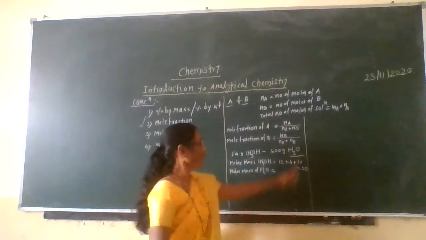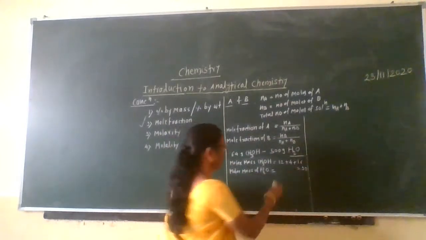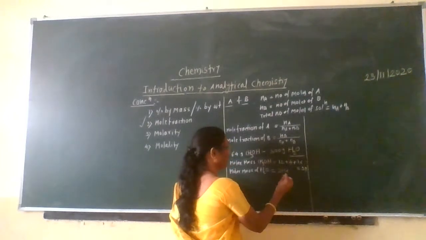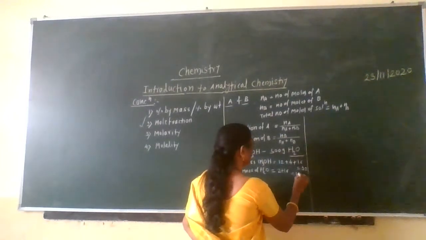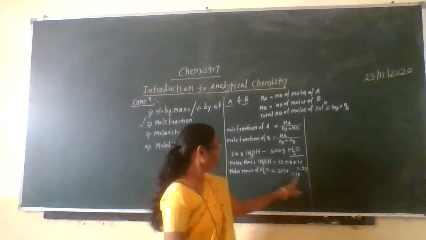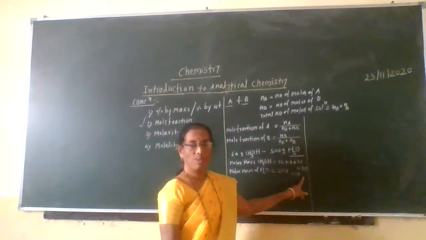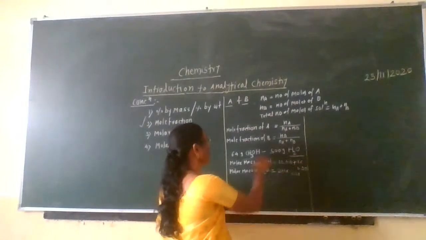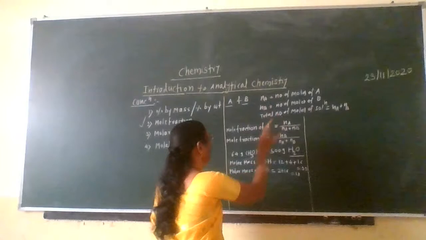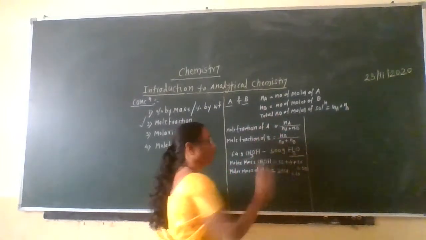Here there are 2 hydrogen and only 1 oxygen. Therefore 2 plus 16 is equal to 18. Here 32 is the molar mass of the methyl alcohol and 18 is the molar mass of the water. And from this we can calculate the number of moles of the methyl alcohol and the water.